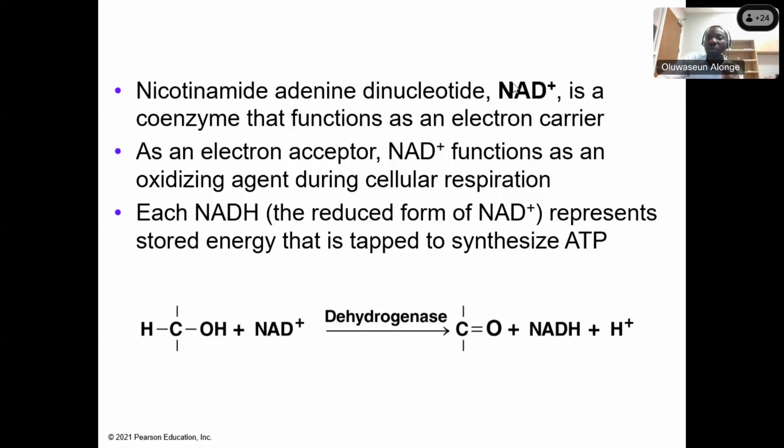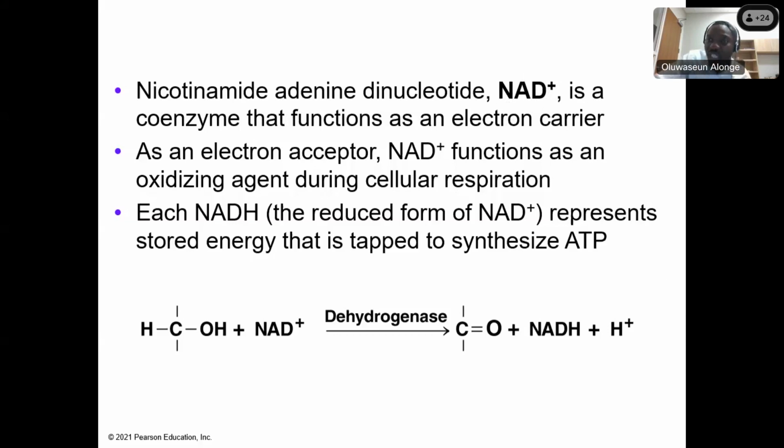So now, we call NAD plus the first electron acceptor, and I want you to keep that in your notes. The first electron acceptor is NAD plus. Those are questions you're going to see on your exam. The first electron acceptor is NAD plus. It's a coenzyme that functions as electron carrier. So it's going to accept the electron. So this is called electron acceptor. And then it will accept electron.